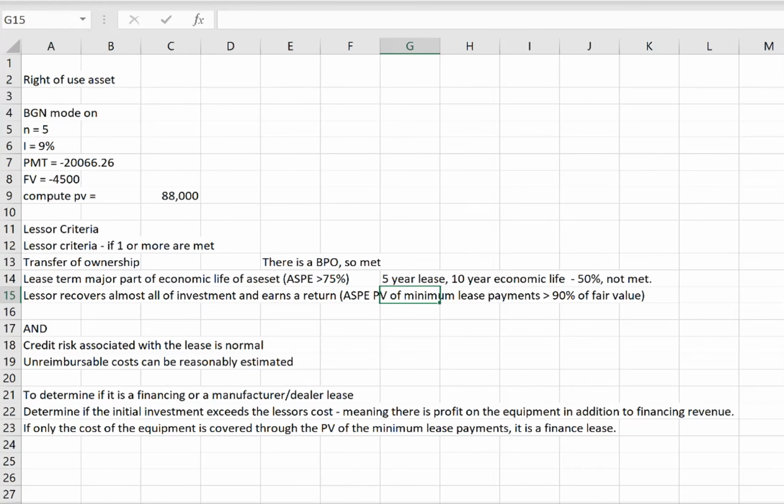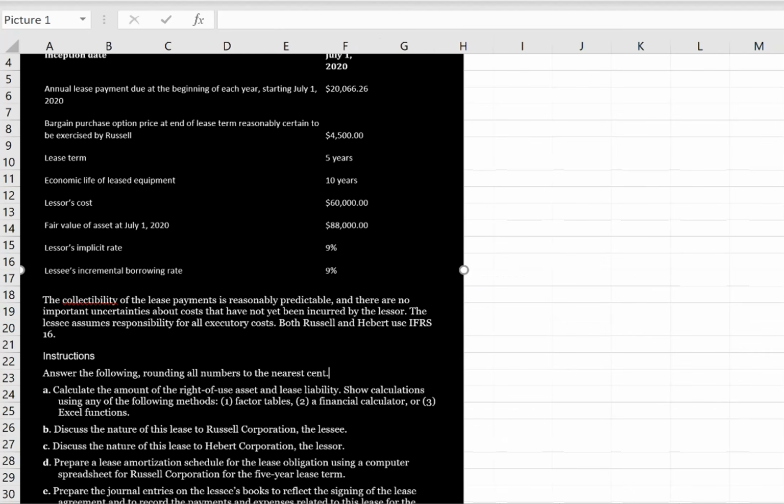And the next one says the lessor recovers almost all of the investment and earns a return, which ASPE says the present value of the minimum lease payments is greater than 90% of the fair value. Well, we know the present value of the minimum lease payments is $88,000. Now, what's the fair value of the equipment? Fair value of asset at July 1st, 2020 is $88,000.